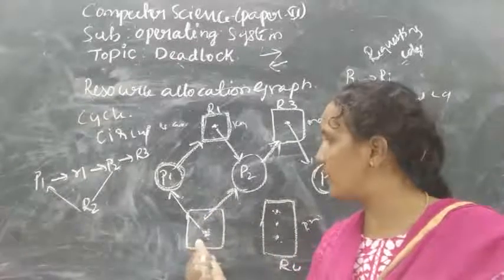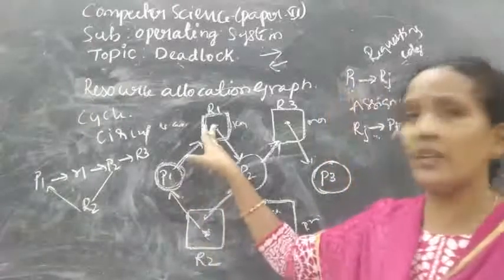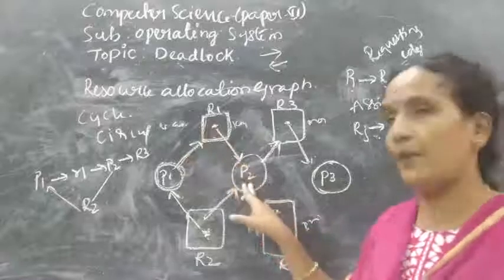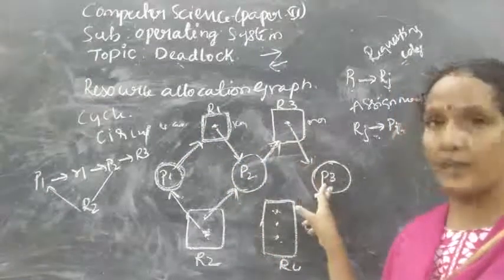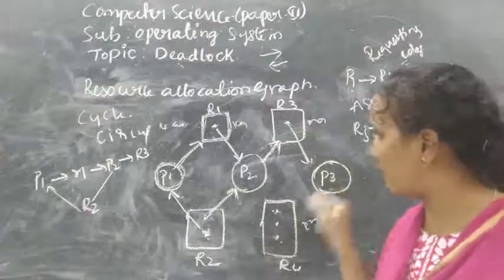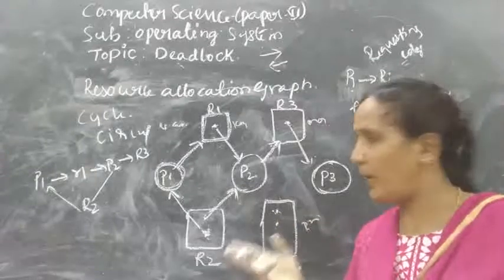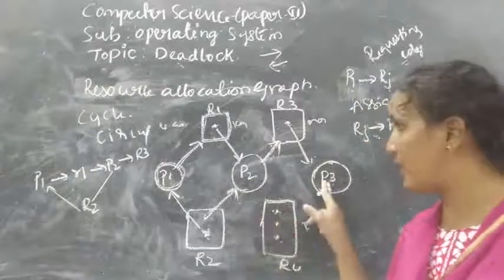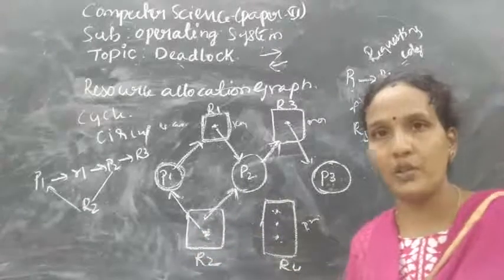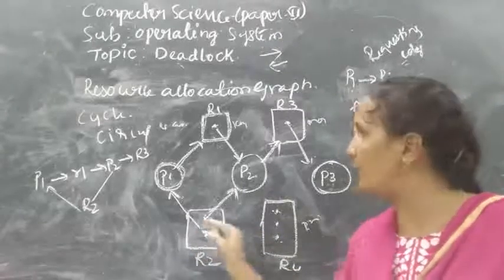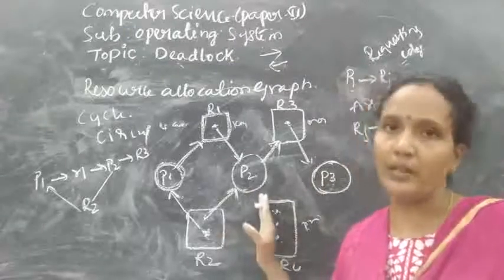But in this one, there is no deadlock. Why? Because P1 is requesting R1, R1 is held by P2, P2 is requesting R3, and R3 is held by P3. But this P3 is not requesting any resource available here. So there is no cycle. If P3 were requesting R1 or R2, then it may lead to a cycle. But here there is no cycle, so this system is not in a deadlock.